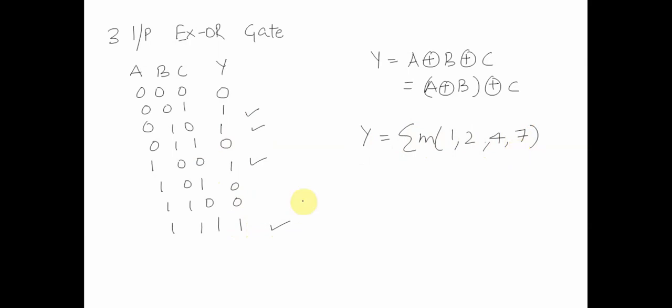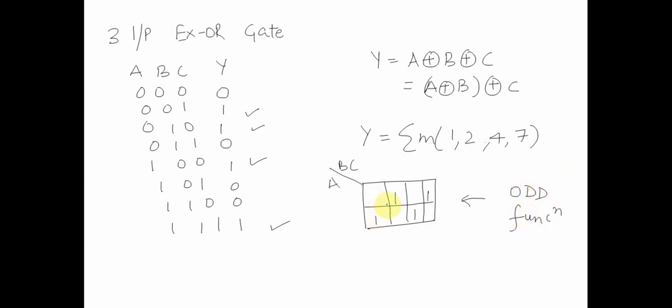Correct? This is correct. And how do we represent this in the form of a K-map? This is represented in K-map like this, where we say that we have A here, B and C here. We would say something like it's 0, 1, 2, 3, 4, 5, 6 and 7. So this is how we will represent a 3 input XOR gate on a K-map, right? And there is a nomenclature for this. This is known as odd function. See the zigzag formation over here with 1, 2, 4 and 7. This is called an odd function, right?